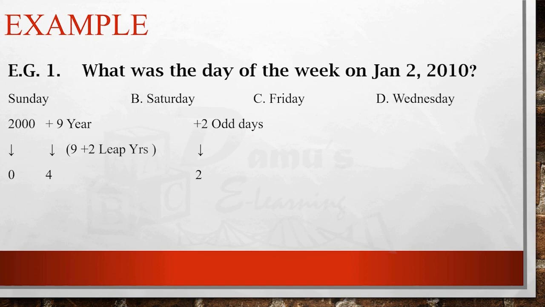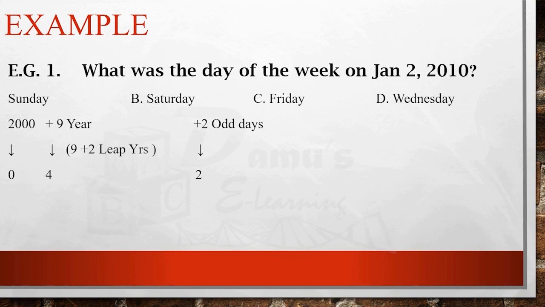Hope you understand that. We need to identify the number of odd days in these 9 years. For that, first we need to check how many of the 9 years are leap years and how many are non-leap years. We got that 2 years are leap years, so that means 7 non-leap years and 2 leap years.